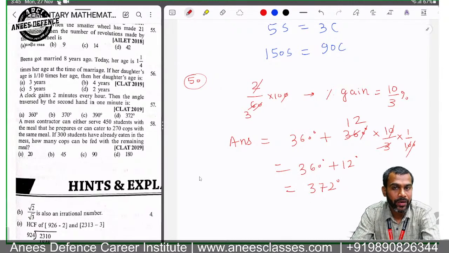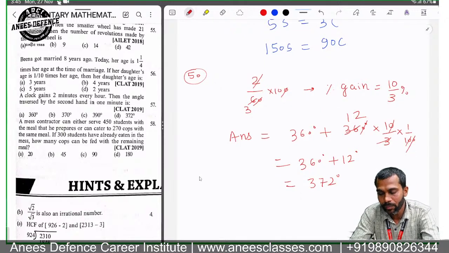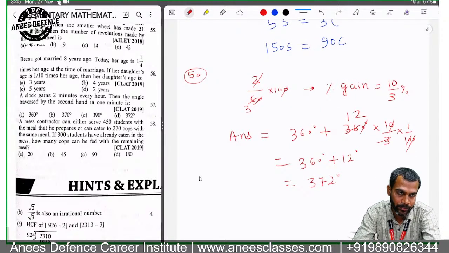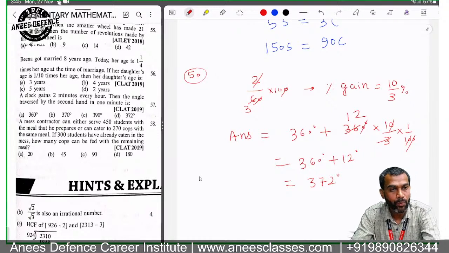I hope it is clear. Yes, online students, we need to find out percentage gain. Unitary method. Simple. Yes or no? Shall we move ahead? Okay. Next.